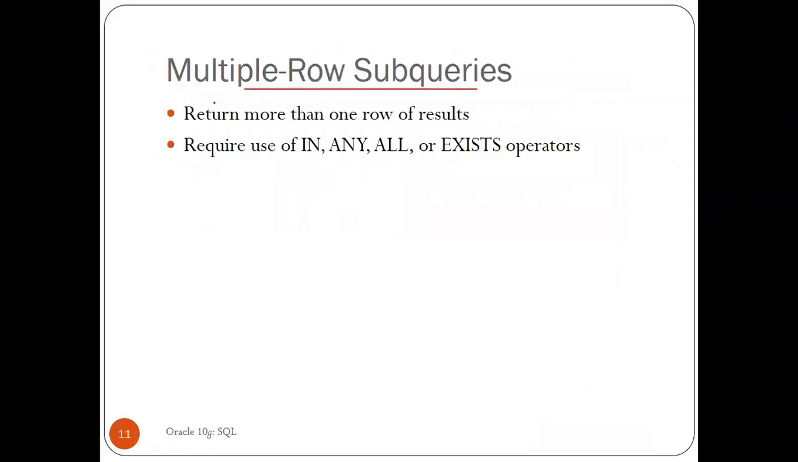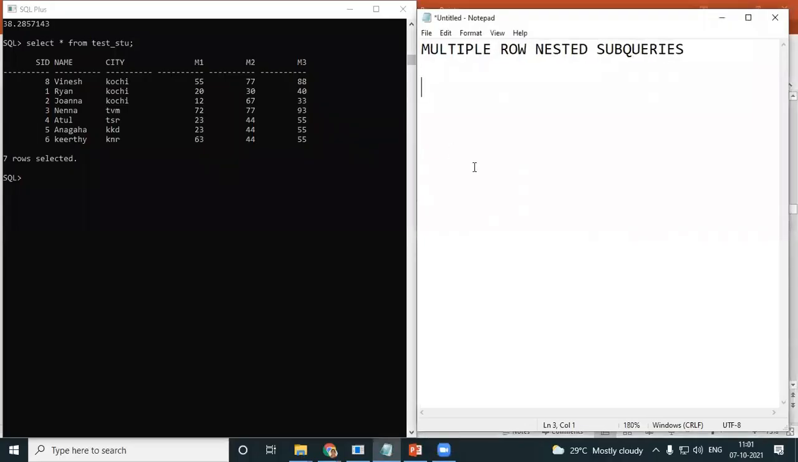Category: multiple row subquery, where you can return more than one row of result. You can be using it in many ways. We will see them one by one. So we'll see how to work on multiple row nested subquery. Let's see an example.